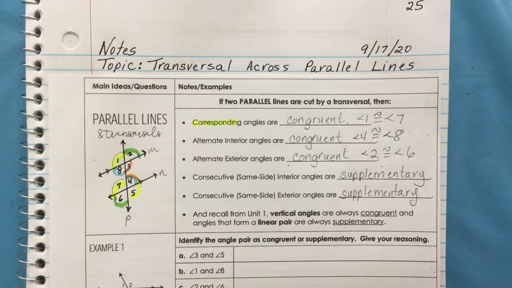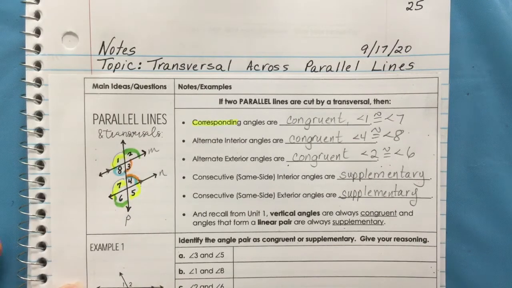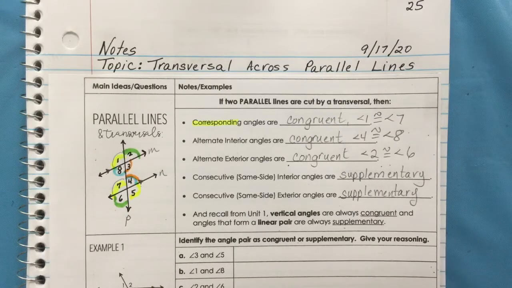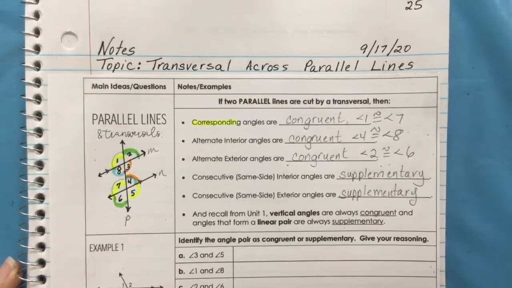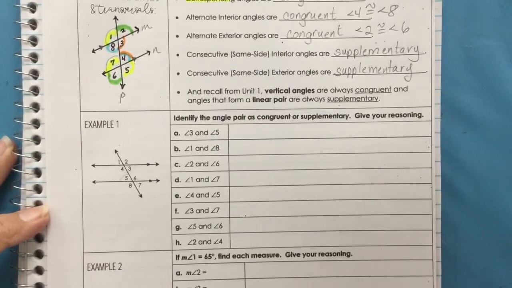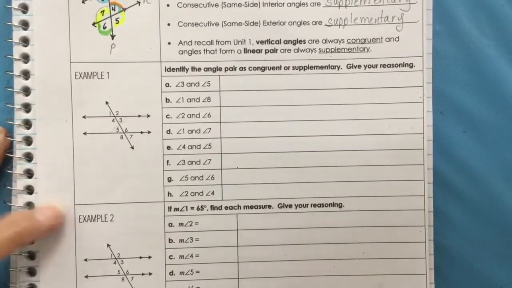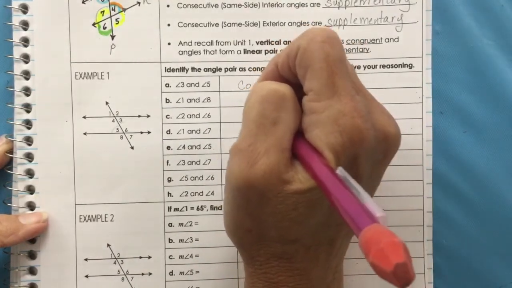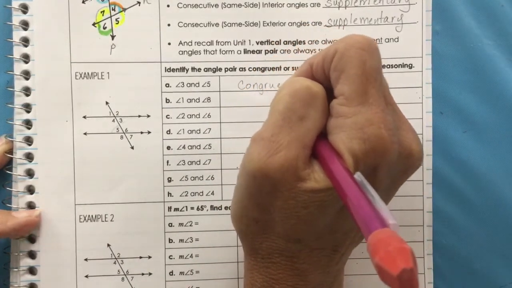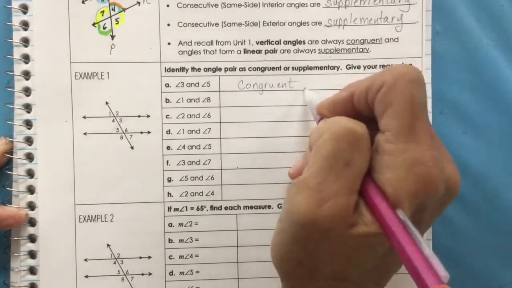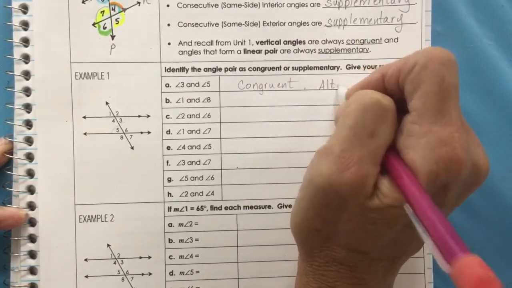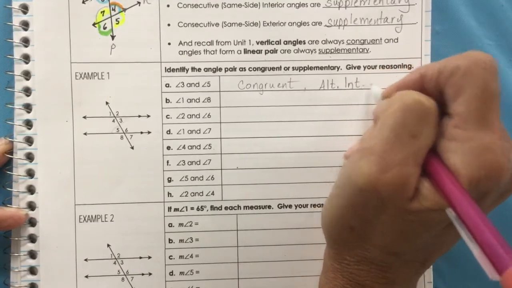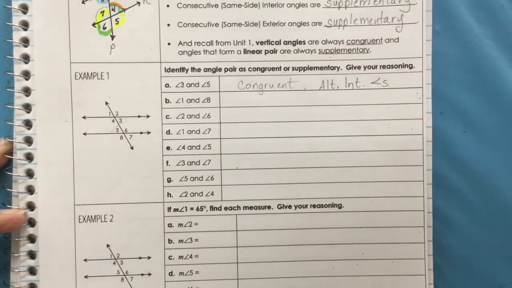Okay, so let's go ahead and look at this example and see if we can identify whether they are congruent or supplementary. So 3 and 5 are alternate interior angles. Oops, sorry, you can't see it. There you go. Angle 3 and angle 5 are alternate interior angles, so they are congruent. And the reasoning is that they are alternate interior angles. You can abbreviate it like that.